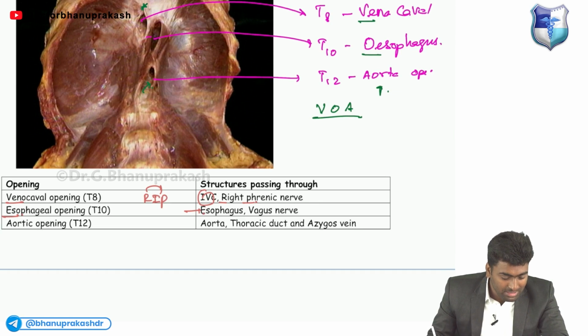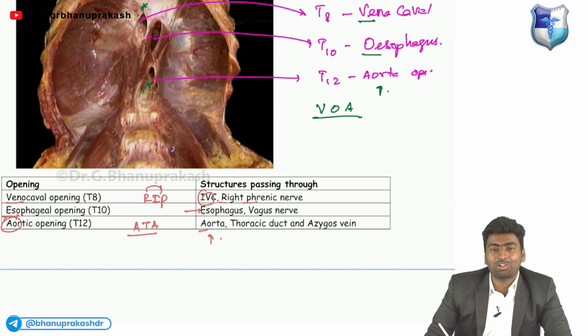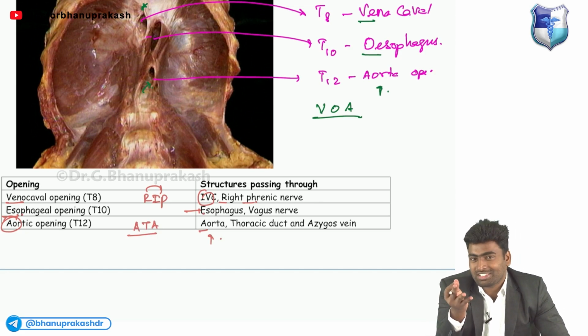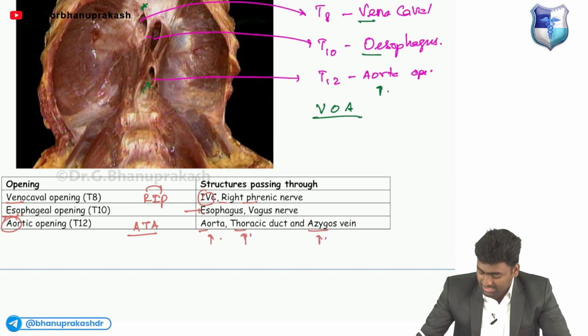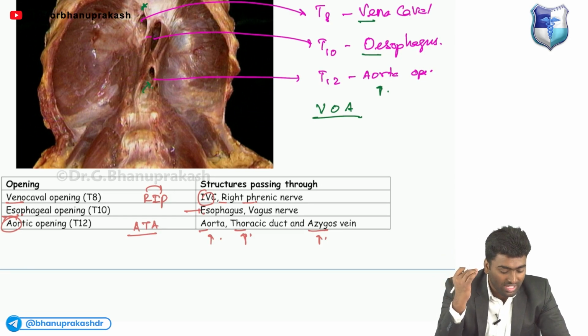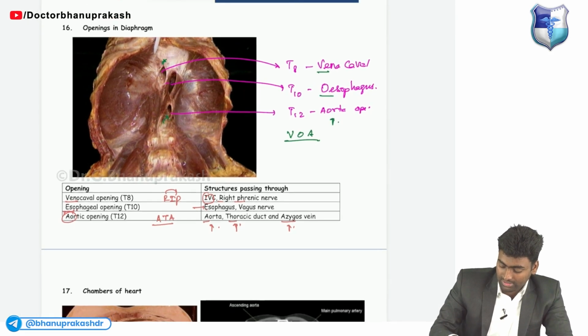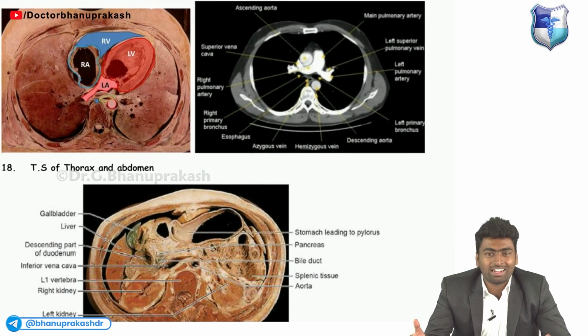Yeah, good, correct, right? And about the aortic opening, remember aorta, okay. So the aorta will give passage through this to three structures: the aorta, then the thoracic duct and the azygous vein, okay. So aorta, thoracic duct and the azygous vein, fine.